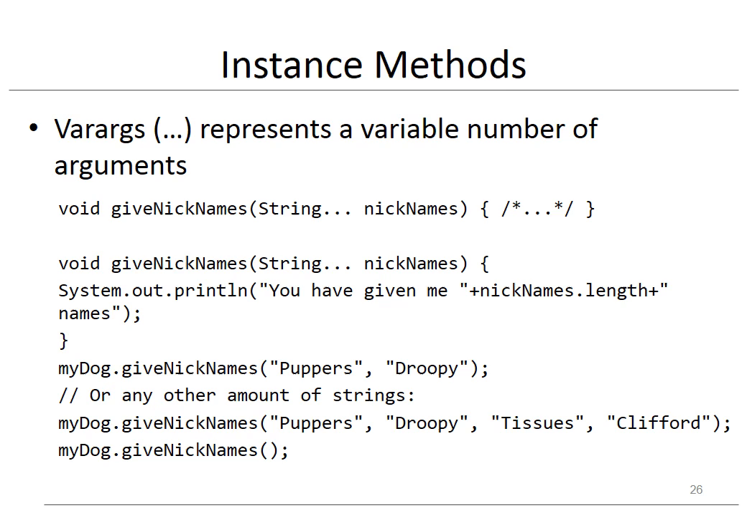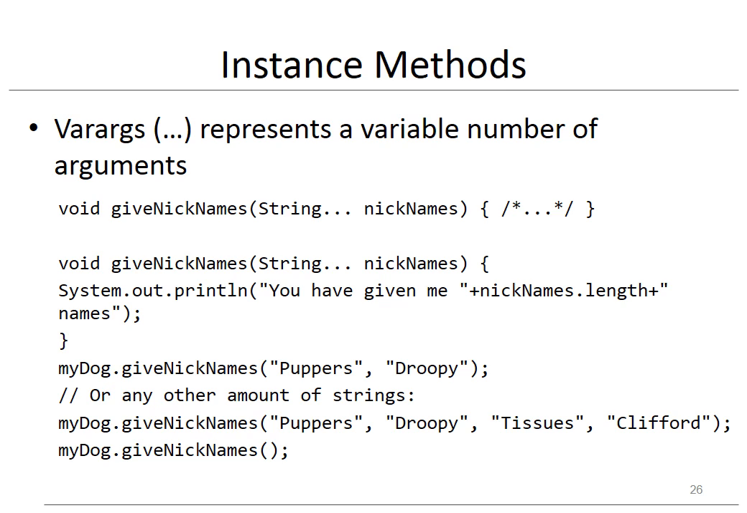varArgs is a special construct, allowing a variable number of input arguments. You can see this illustrated here. The 3 dots after string indicate an arbitrary number of strings. The nicknames variable can then be treated as an array of strings in the method body. In the latter, you see the statement nicknames.length to represent the number of names given.